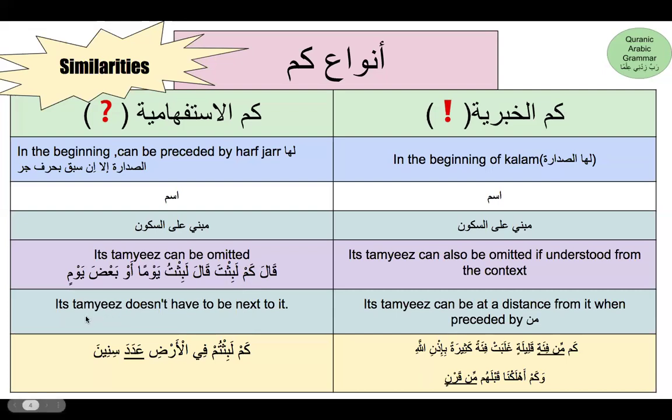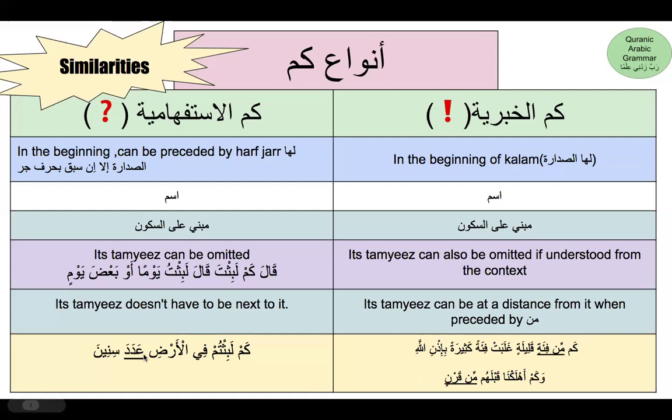Its tamyiz when it comes to kam al-istifhamiya does not have to be next to it. As we can see here from Quran, kam labistum fil ardi adada sinin, the tamyiz for kam al-istifhamiya, which is mufrad mansoob, is separated from kam and is present at a distance. So it does not have to be right next to it.